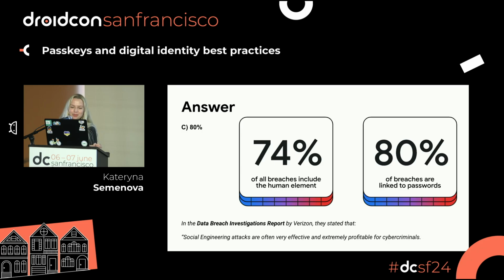So in the Data Breach Investigations Report by Verizon, they stated that social engineering attacks are very often and very effective and extremely profitable for cyber criminals. And 74% of all breaches include the human element, with people being involved either via error, privilege misuse, use of stolen credentials, or social engineering. And 80% of breaches are linked to passwords. So 80 is the right answer.